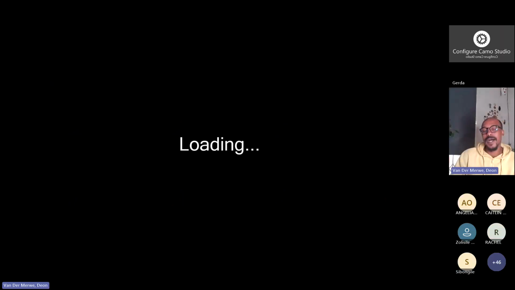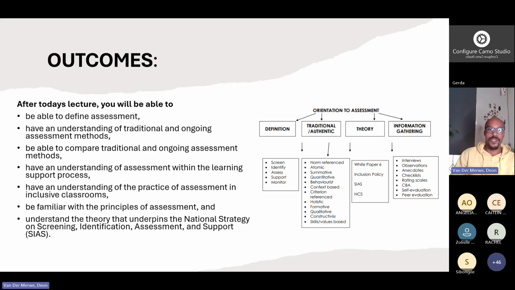Be able to define assessment. You will also have an understanding of traditional and ongoing assessment methods that can be used. You will be able to compare traditional and ongoing assessment methods, and you will be able to have an understanding of assessment within the learning support process.